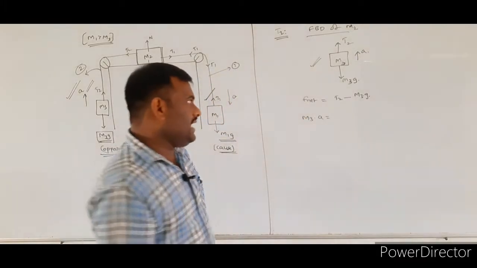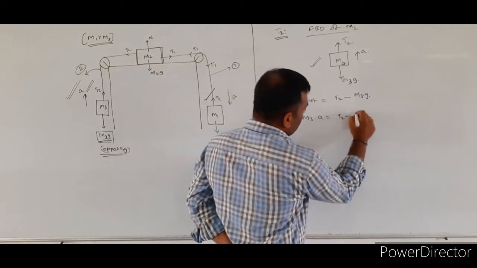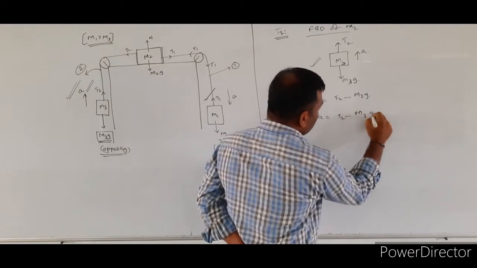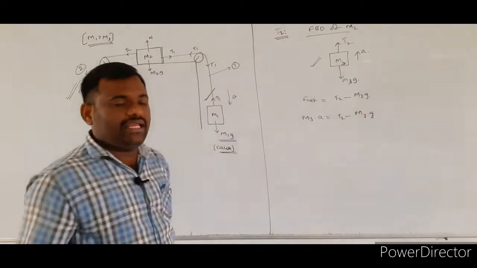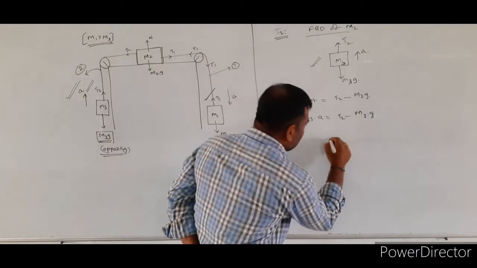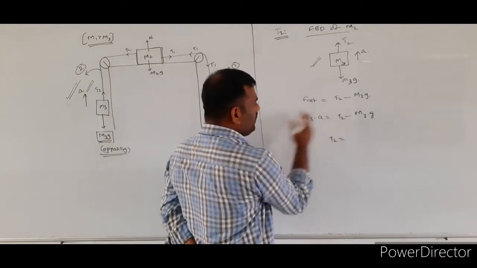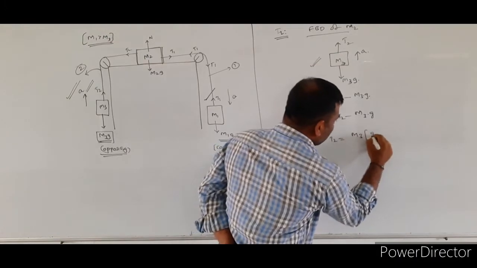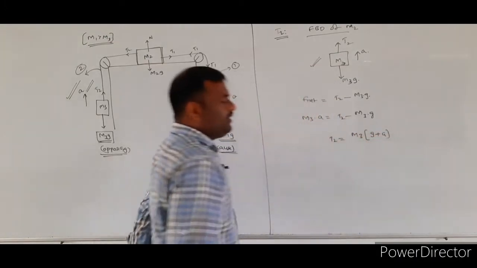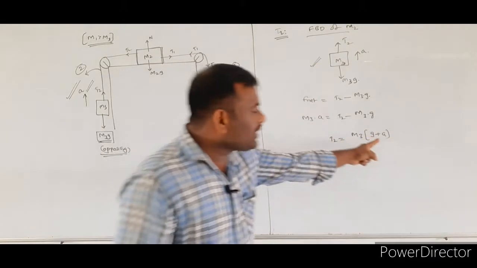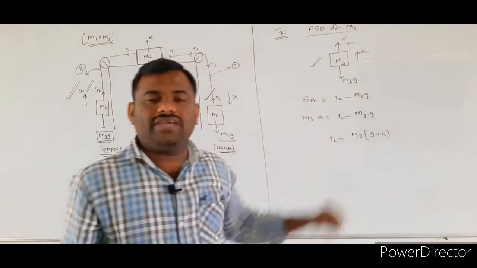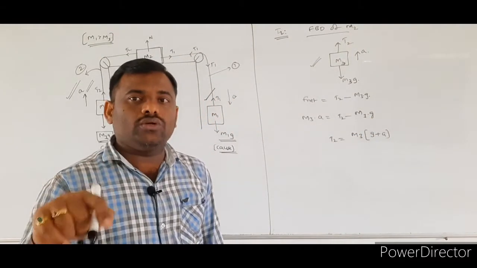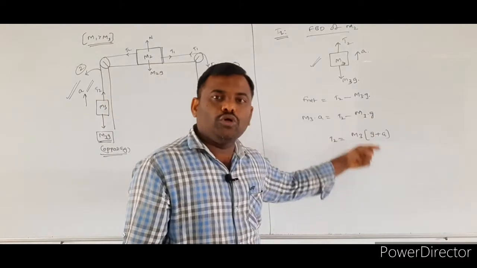Acceleration is equal to A. Again, the right side value is equal to T2 minus m3 into g. So I want to calculate the T2 value. T2 is equal to, if this term is brought to here, m3 will be the common, so m3 into g plus A. Already you got the value of A. What is the value of A? m1 minus m3 into g by m1 plus m2 plus m3.